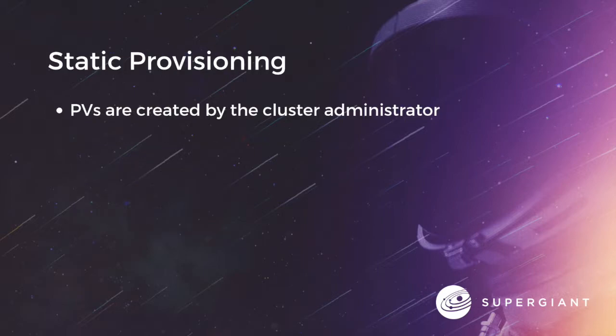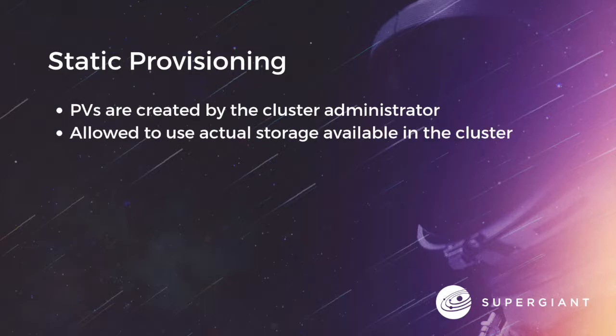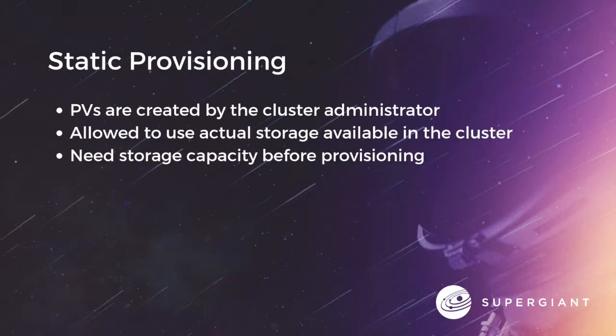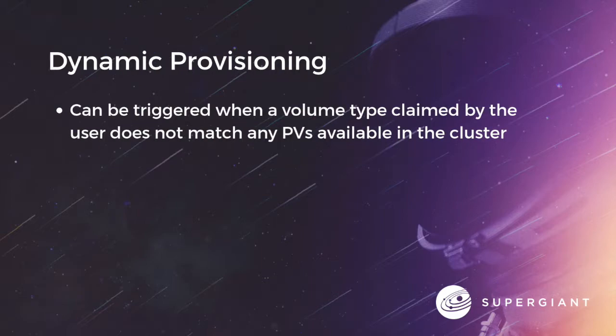Kubernetes supports static and dynamic provisioning of PVs. In the static provisioning, PVs are created by the cluster administrator and are allowed to use actual storage available in the cluster. This means that in order to use static provisioning, one needs to have a storage capacity provisioned beforehand, such as Amazon EBS. On the other hand, a dynamic provisioning of volumes can be triggered when a volume type claimed by the user does not match any PVs available in the cluster.